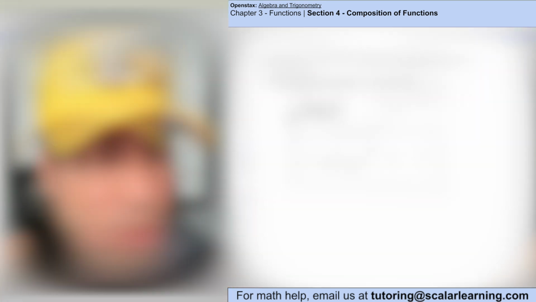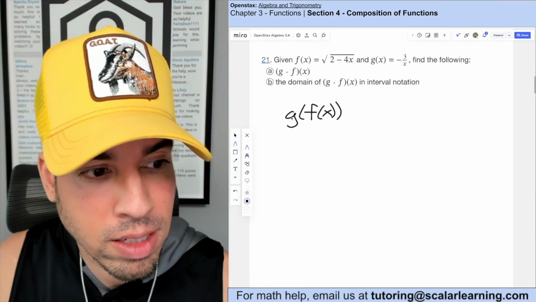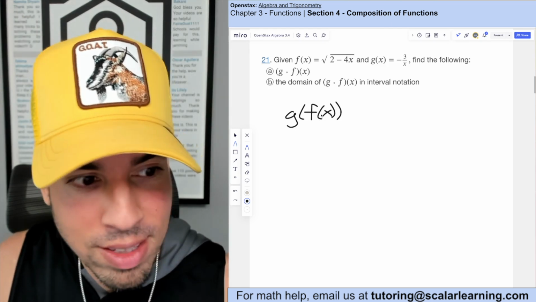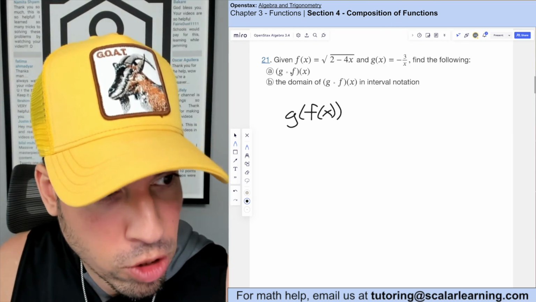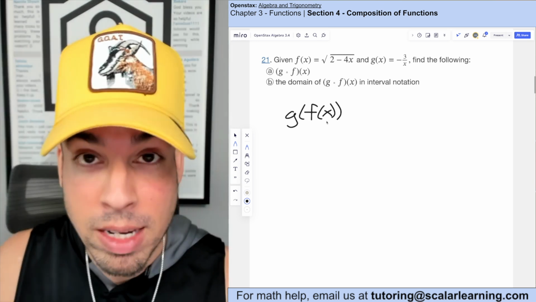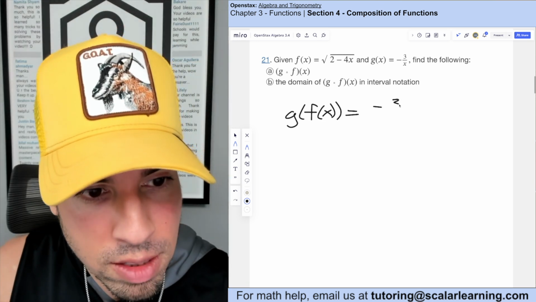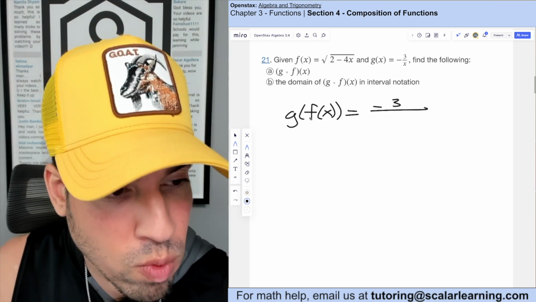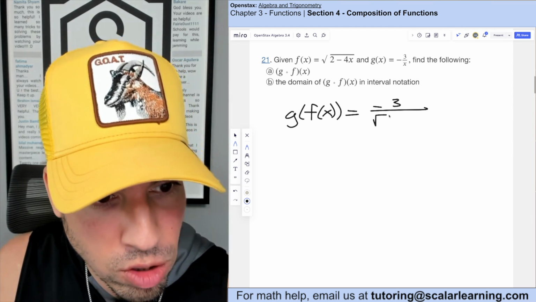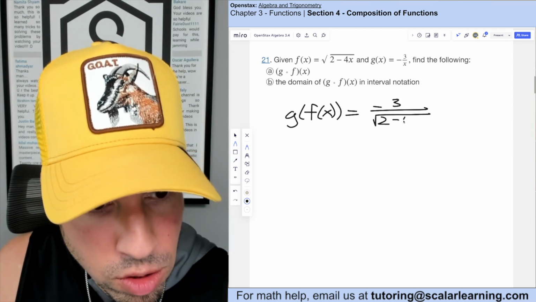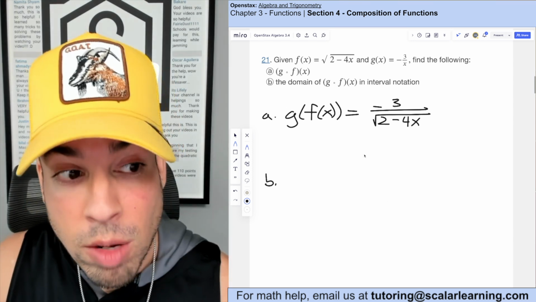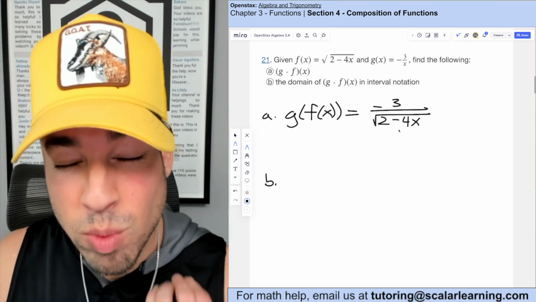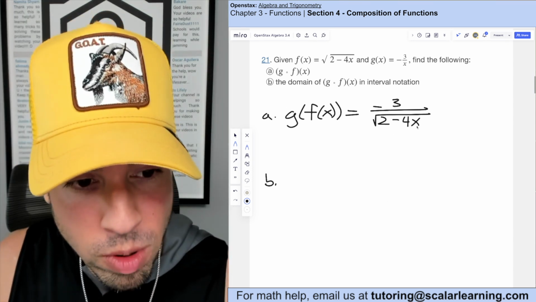Boom, done. So in this one, first we have to find g of f of x, and again, just to remind you, this is the same as saying g open circle f of x. I just like writing it better this way. So g is negative 3 over x, but I'm replacing the x with f of x, so we got the square root of 2 minus 4x, like so. So now we're talking about the domain of this. Again, we're really talking about domain restriction. So what are the issues here?